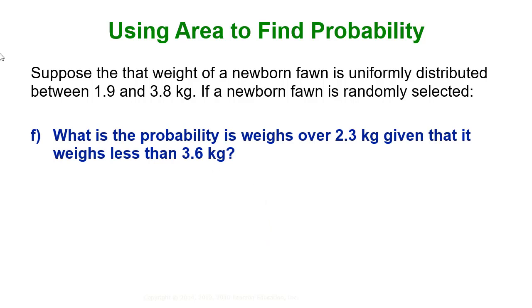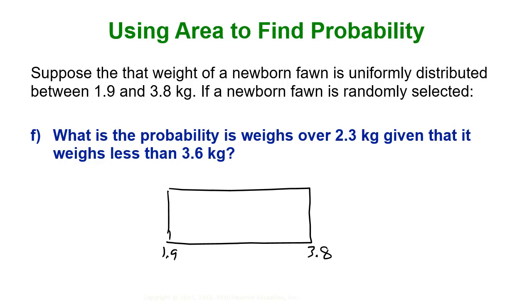Now we've got a given condition. What's the probability that the fawn is going to weigh over 2.3 given that it weighs less than 3.6? Okay, well, remember our original was 3.8 and 1.9. So let's say that here is 3.6. And then we want to know that it's over 2.3. Well, a given probability, all it does is it changes your total.